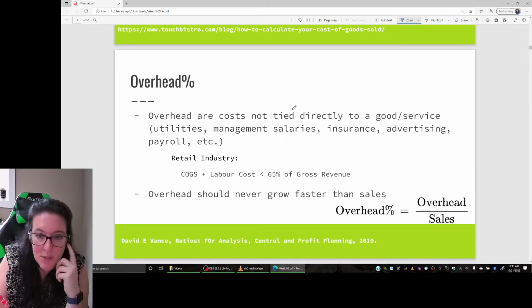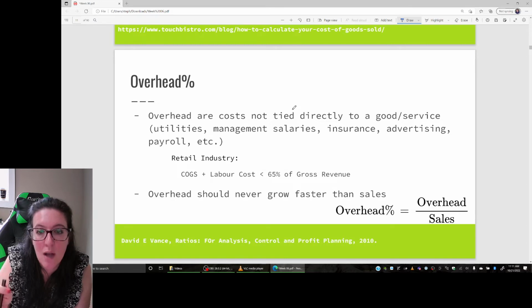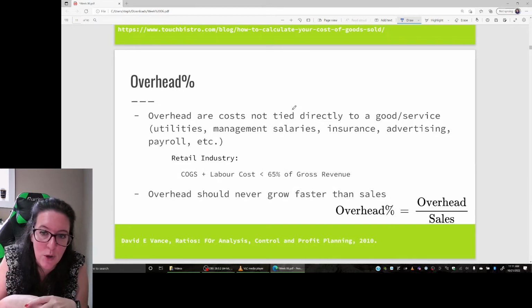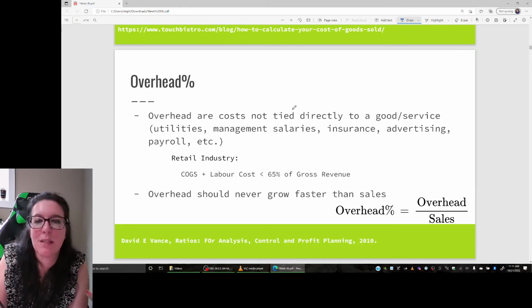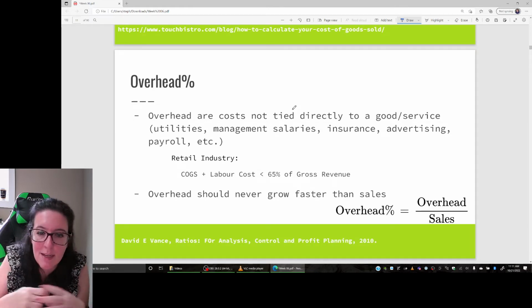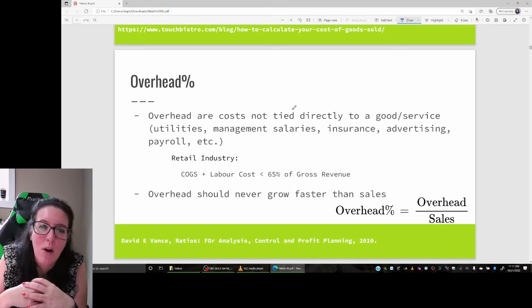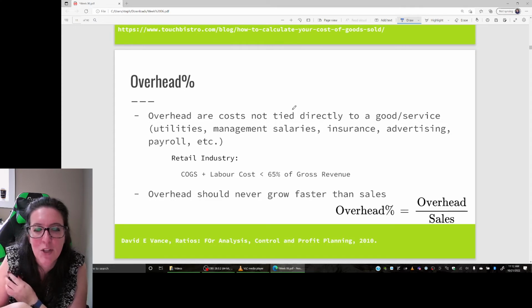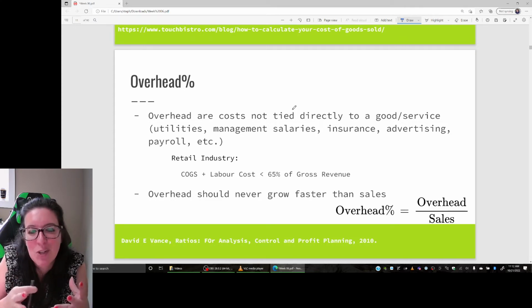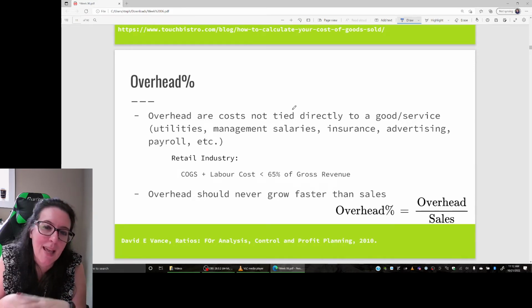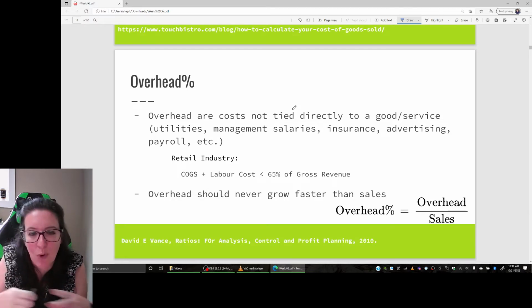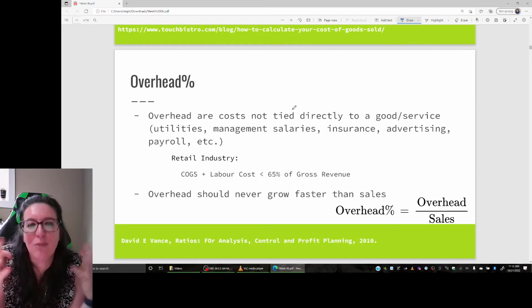So overhead percentages are the costs that are not tied directly to a good or service. We talked before in terms of the building, management salaries, utilities, so the electricity, also things like insurance. And then you have departments within your organization where the people working for them isn't tied directly to one product. It spans the whole company. So we're looking at advertising department, payroll. And so these salaries are part of overhead.